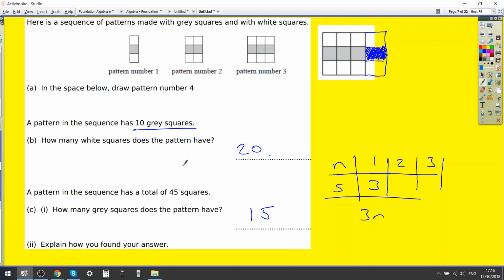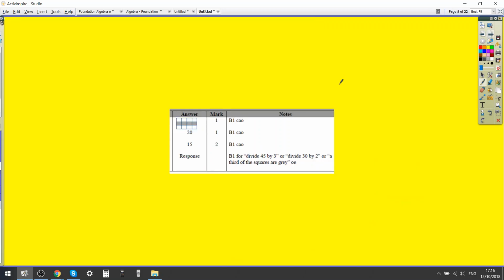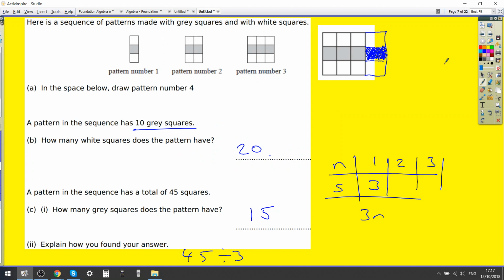Explain how you found your answer. Just did 45 divided by 3, yeah, and I got 15. Yeah, so hopefully that's okay. Divide 45 by 3, or divide 30 by 2, or okay. Got it. Any questions there? No. Okay, so this one was a good one to start with.